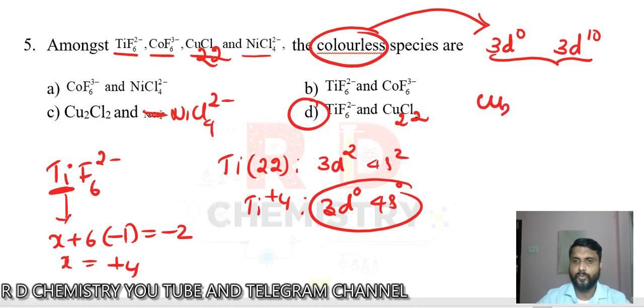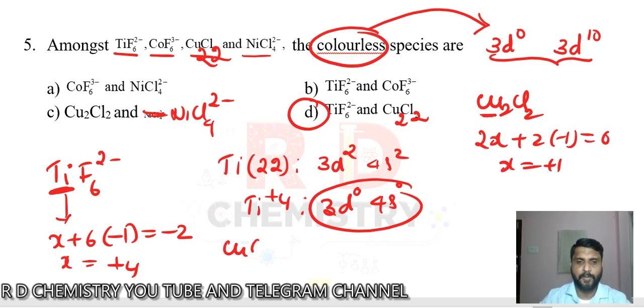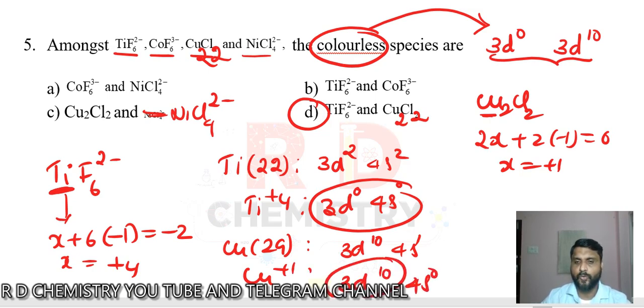Then Cu2Cl2, cuprous chloride. So 2X for copper plus 2 into -1 for chloride, total is 0. Therefore X is equal to +1, correct? Copper's atomic number is 29, with an exceptional configuration, so it is 3d10 4s1. So copper +1 means 3d10 4s0. So 3d10, no unpaired electrons, all are completely filled. Therefore the answer is option number B. Okay, clear? Right? D is the answer.